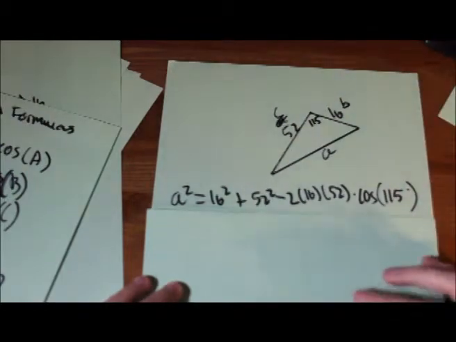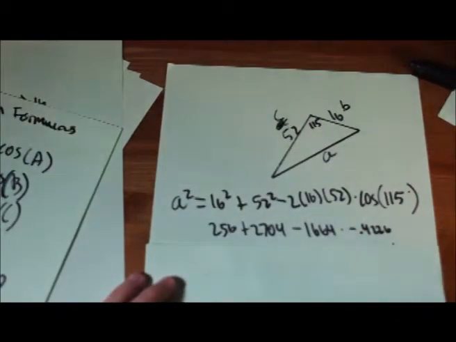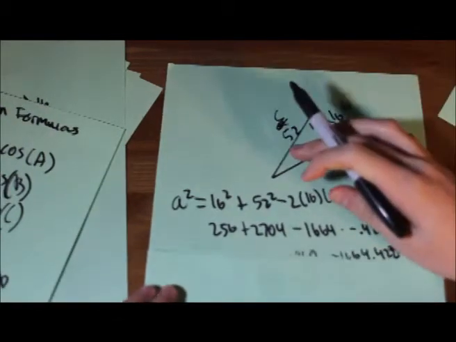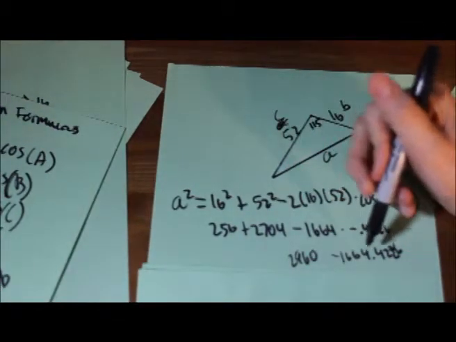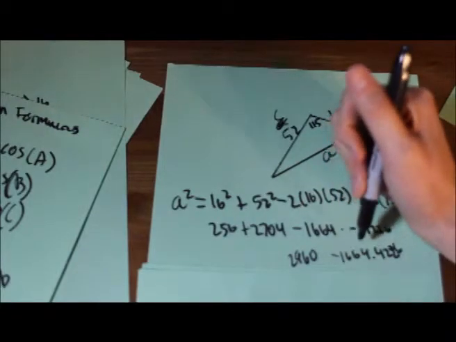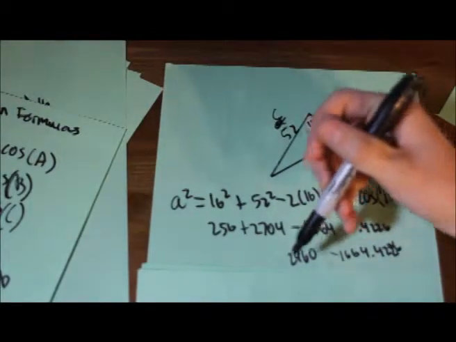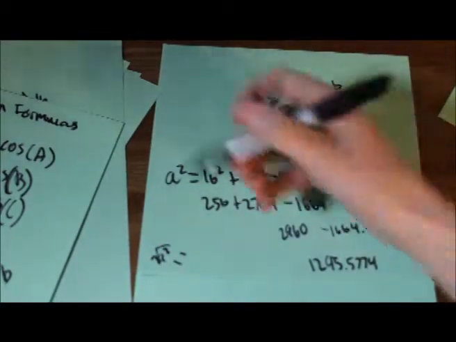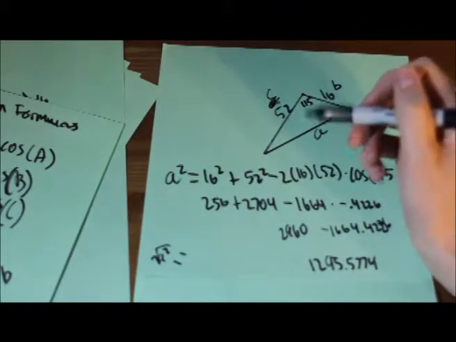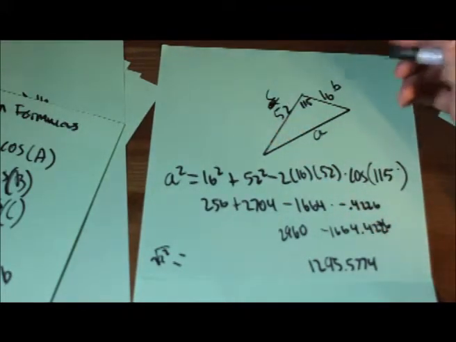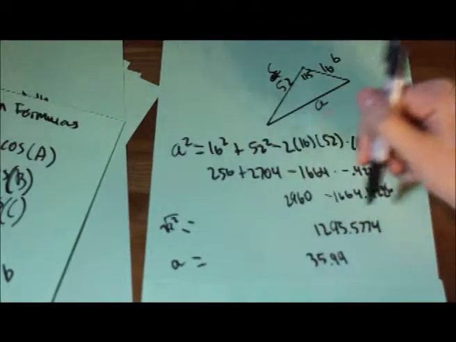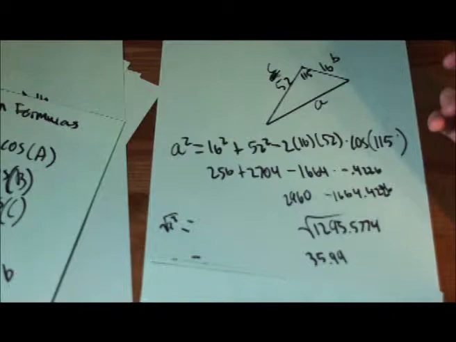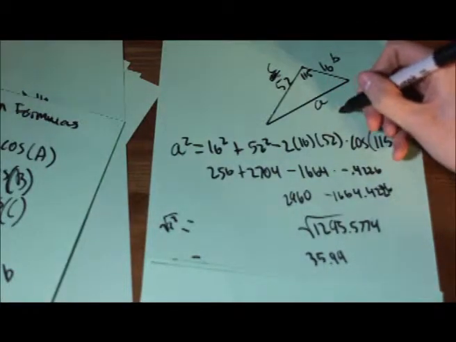So I basically did the calculations. You're going to get 256 plus 2704. You're going to multiply these together, and then you're going to get negative 1664.4226, and you get minus that, and you should get this number. And you can finally carry down A squared. Now you're not trying to find A squared, you're trying to find A, so you square root it, and you should get 35.99 or 36, which equals side A.